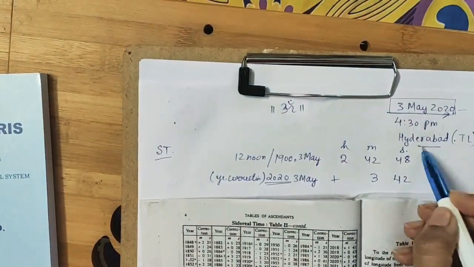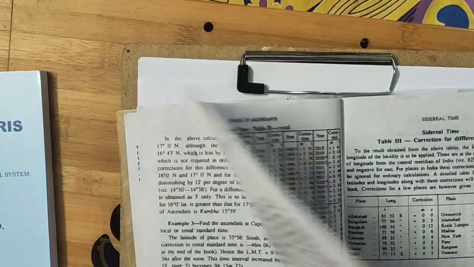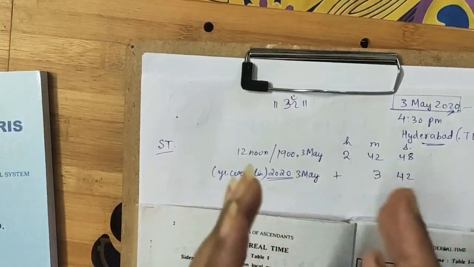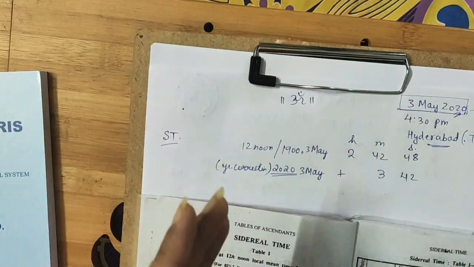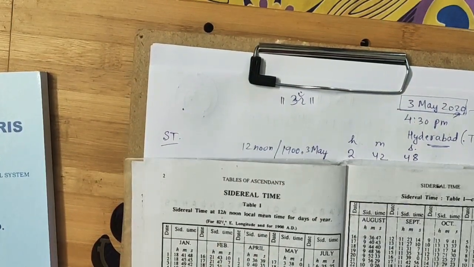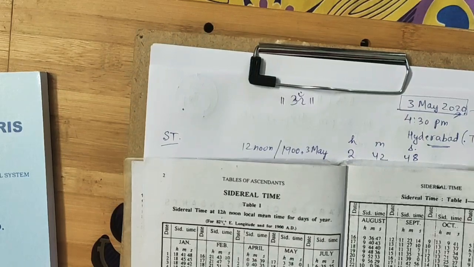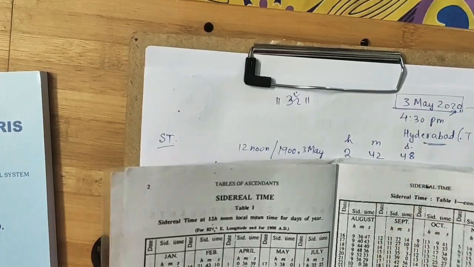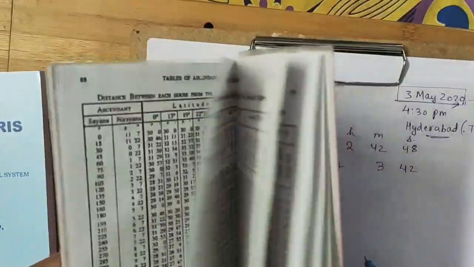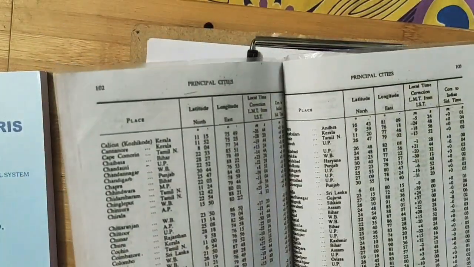Right? Now we will do the place correction for Hyderabad, because these values of time which we have taken, the sidereal time, are for the standard meridian place that is passing through the center of India, right? So the place could be anywhere in India to the east or to the west of the standard meridian. Our place is Hyderabad, so we'll find out the place correction. Now locate where the place is in the latitudes, and the corrections are there.